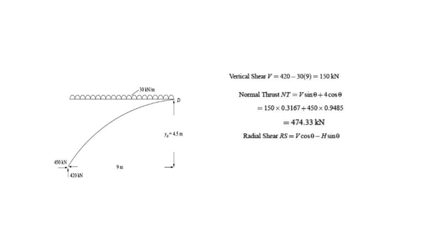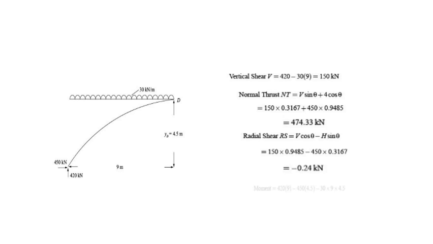Now apply the formula. Normal thrust is equal to V sin theta plus H cos theta. Substituting the values, we get the normal thrust value as 474.33 kilonewton. Next, apply the equation for the radial shear, substitute the values of V, theta and H. So we get radial shear as minus 0.24 kilonewton.